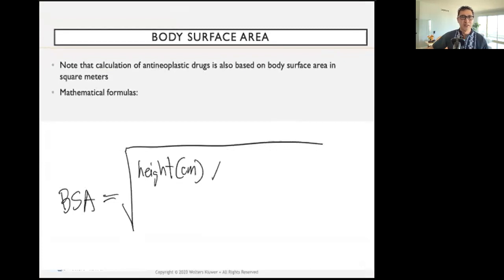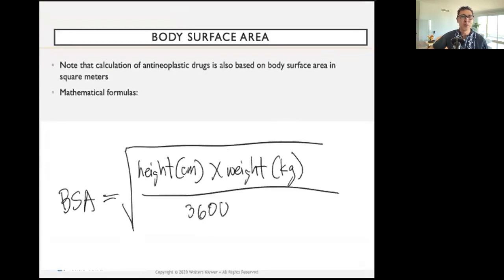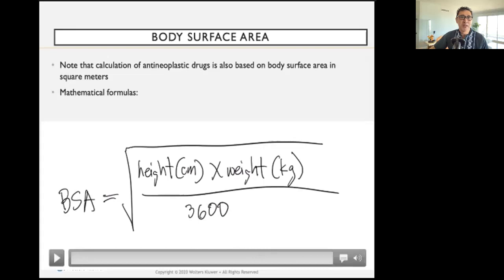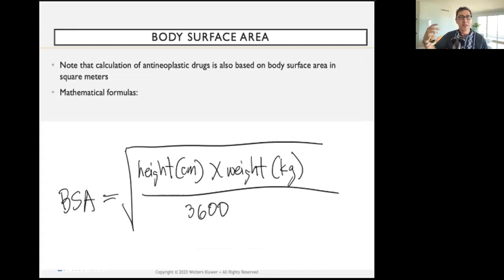So if your anxiety just went up because of the square root, don't. It's not as bad as you think. So there's the formula for body surface area: height in centimeters times weight in kilograms over 3,600, and the square root of that. Looking at this formula, the height is in centimeters, so the question may give inches, maybe feet, so you have to do some conversion. Same as the weight. You might get it in pounds, maybe even ounces. So we'll work through that.